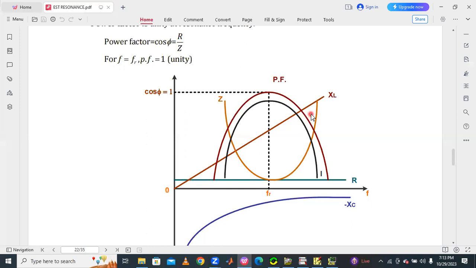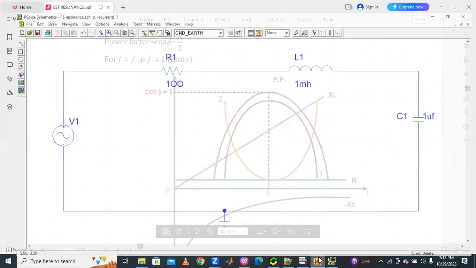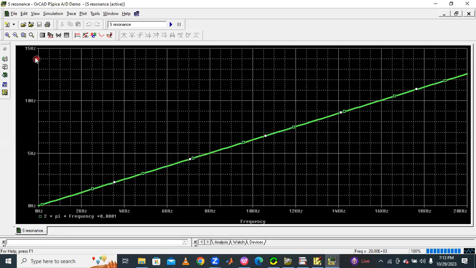XL is equal to 2 pi f L. The unit is reactance, ohms, but since a frequency term is there, in the output waveform it is also displayed in the form of kilo ohms, because of 2 pi f into L. L in henry is fixed, the only variable is frequency. In this way, we can get the inductive reactance versus frequency characteristic.